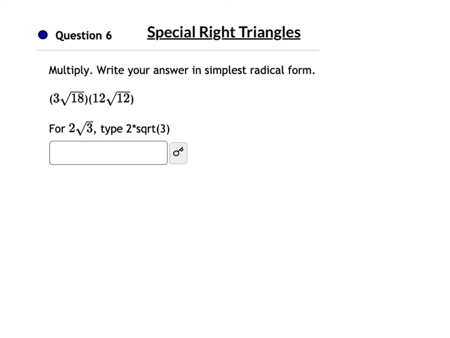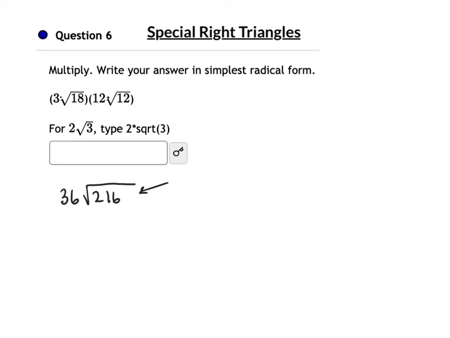On question 6, I can multiply my whole numbers because they're both whole numbers, or integers. If they were negative, that wouldn't matter. I can take 3 times 12. That's 36. I can take root 18 times root 12. 18 times 12 is root 216. Now, it's not easy to find the perfect square in 216.